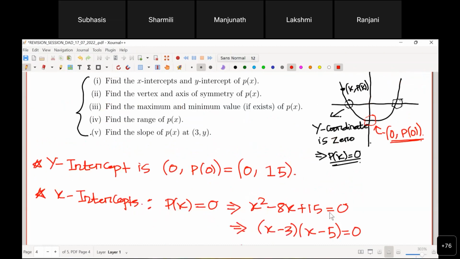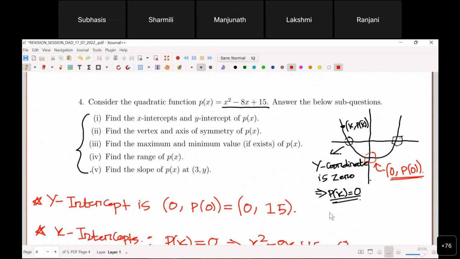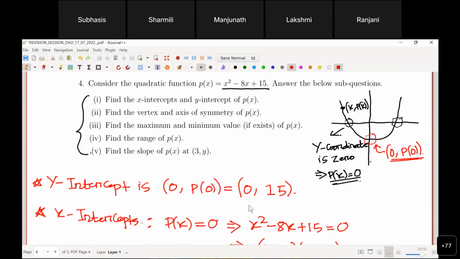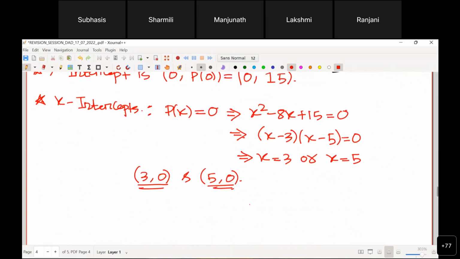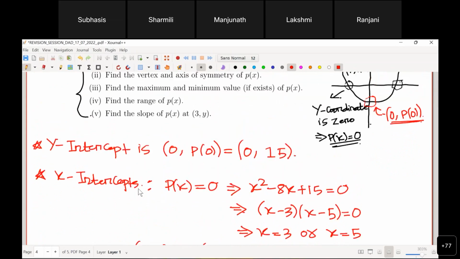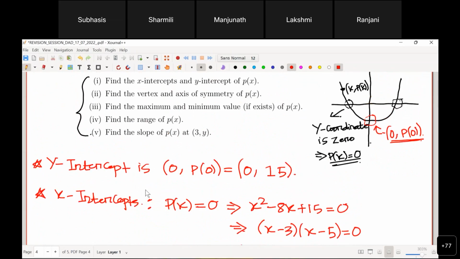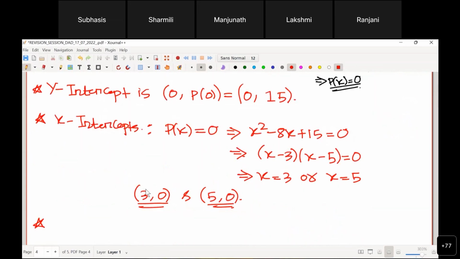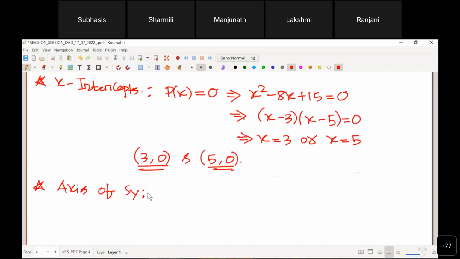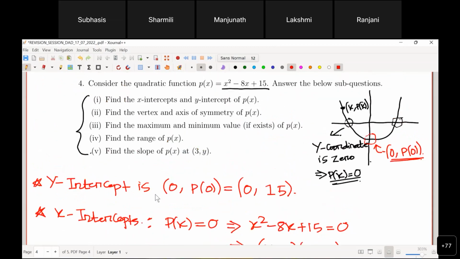Okay. So the next thing is to find the vertex and axis of symmetry of this quadratic function. So what is the vertex of this quadratic function? First, it would be better to find the axis of symmetry, since we know the intercepts. Yes, it's always better to first find the axis of symmetry. So what is the axis of symmetry? It is minus of minus 8 by 2 into 1. Yes, so it is 4.